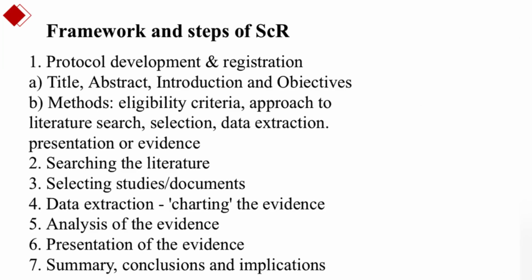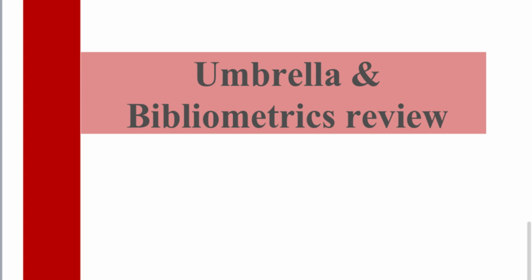These are the steps for scoping review. 1. Protocol development and registration. Under it, we have title, abstract, introduction, objective. We have method, eligibility criteria, approach to literature search, selection, data extraction, presentation of evidence. 2. Searching the literature. 3. Searching studies. 4. Data extraction. 5. Analysis of the evidence. 6. Presentation of the evidence. 7. Summary, conclusions, and implications. Now we're going into umbrella and bibliometric review.